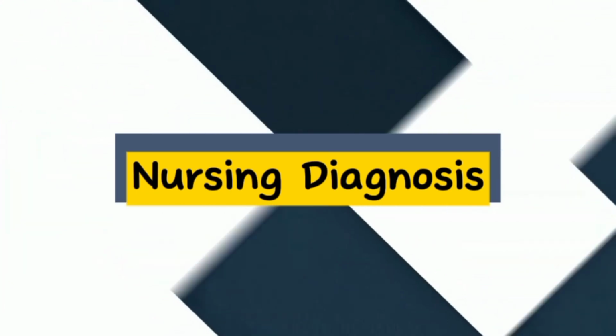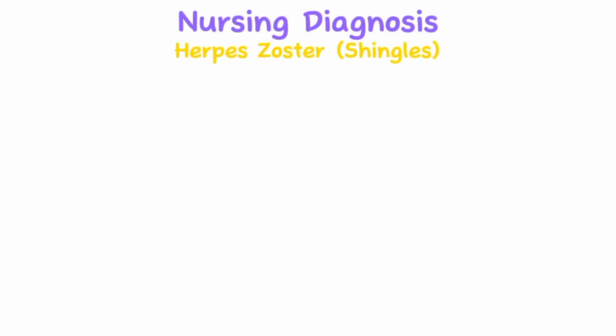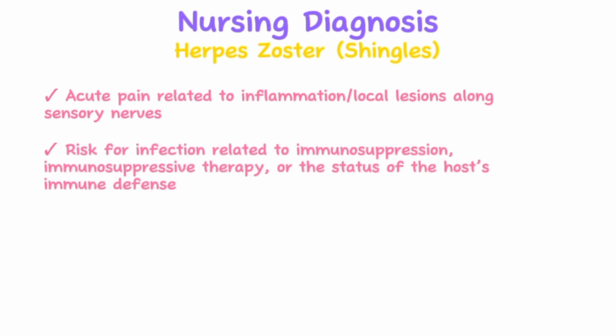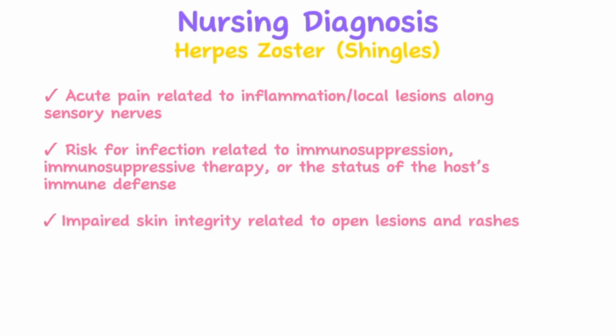We have here the nursing diagnosis for herpes zoster. First one is acute pain related to inflammation and or local lesions along sensory nerves. Second one is risk for infection related to immunosuppression, immunosuppressive therapy, or the status of the host immune defense. And impaired skin integrity related to open lesions and rashes.